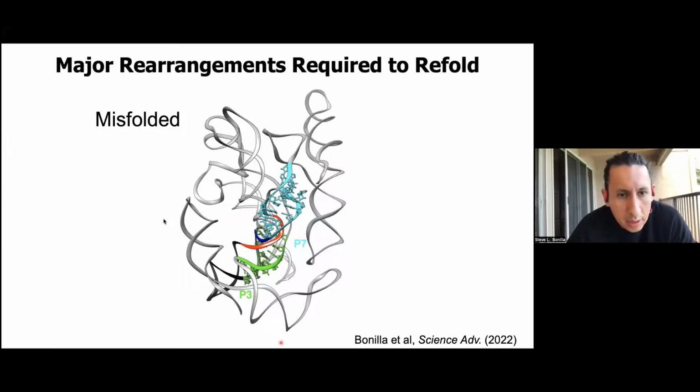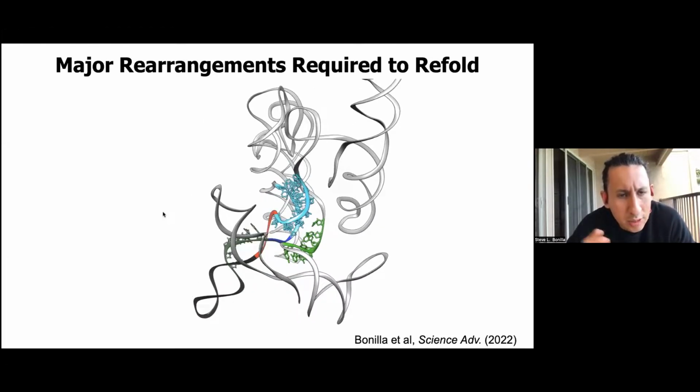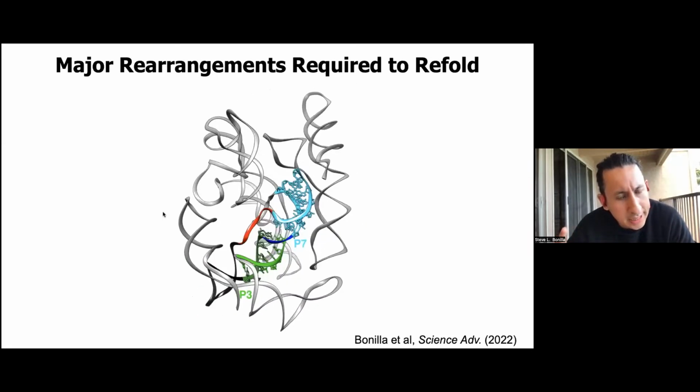And you see that, let's see if this plays. Oops, there we go. So essentially the core has to rotate almost by 180 degrees to resolve this topological problem. And so that also now answers the question as to why it takes such a long time to go from one state to the other.